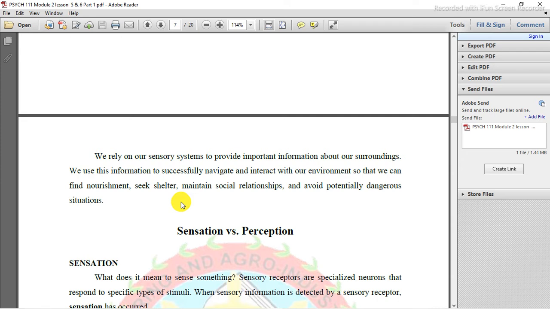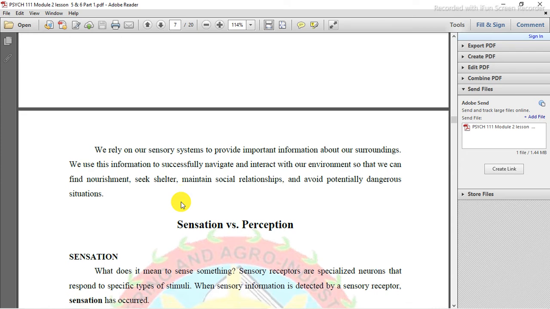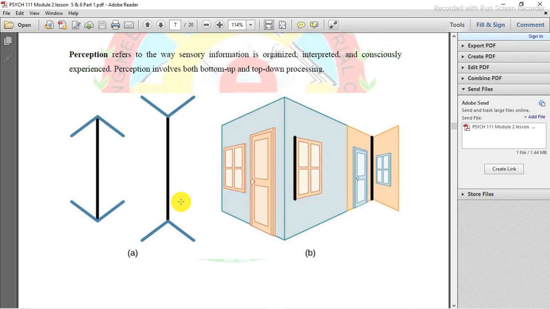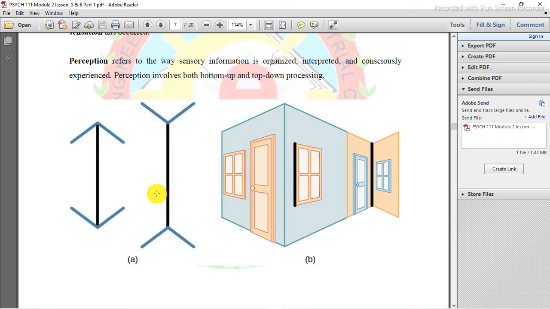We have here sensation versus perception. Ano yung kaibahan nila? Okay, di ba may mga sense tayo. Sometimes nakikita natin na mas maliit ito, yung line dito, mas malaki dito. Pero actually, sometimes, not always, what we sense is the same as how we perceive it.